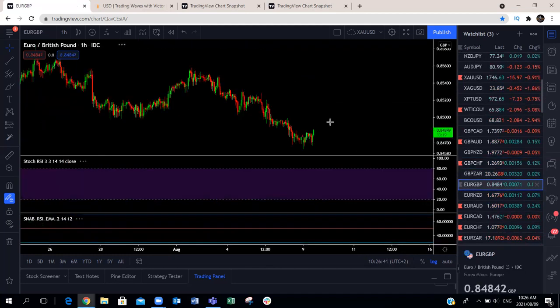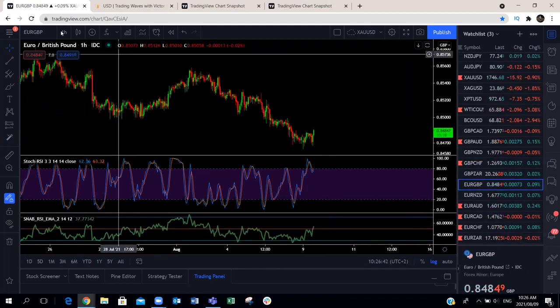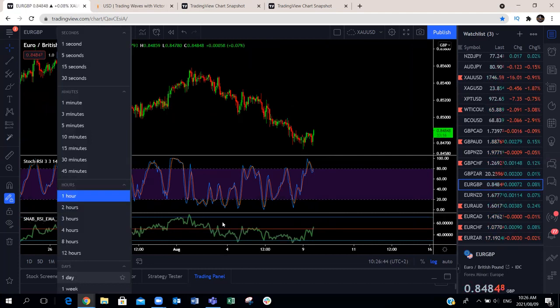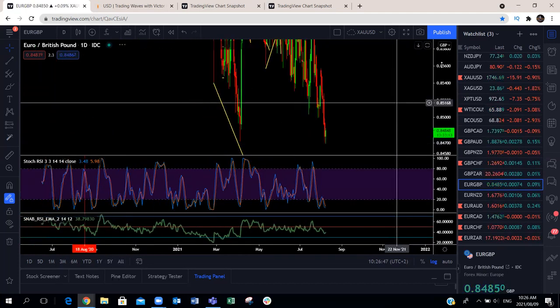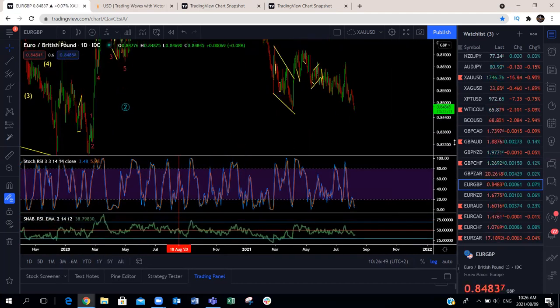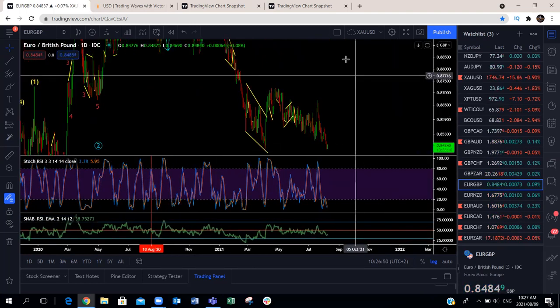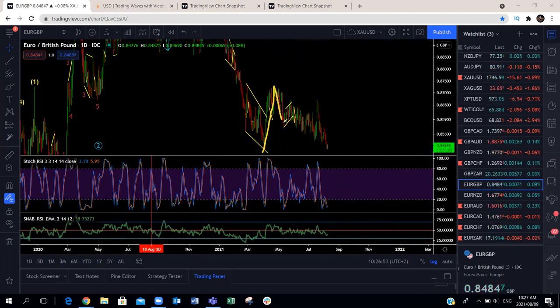Euro Pound starting to bounce. Let's show the daily, why we're expecting a bounce here on Euro Pound. Very likely that we start getting a bounce there.